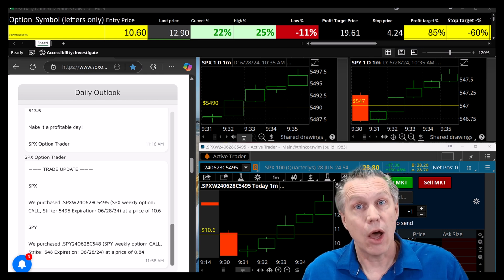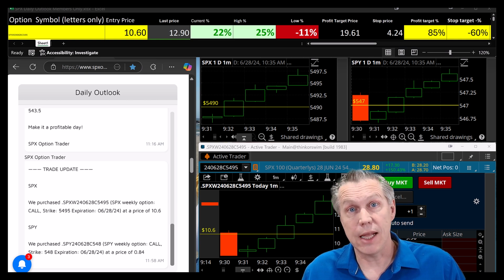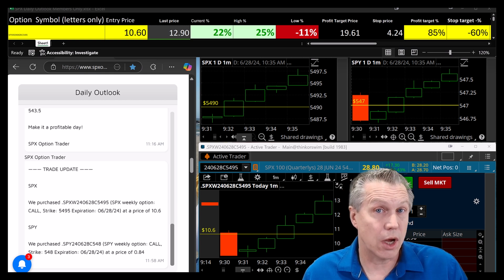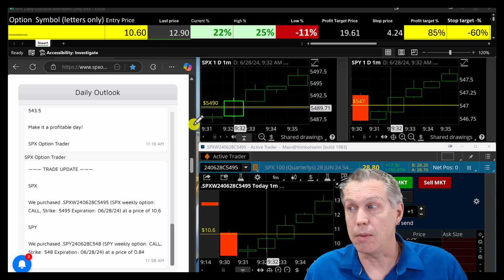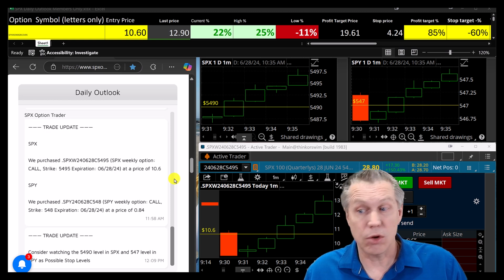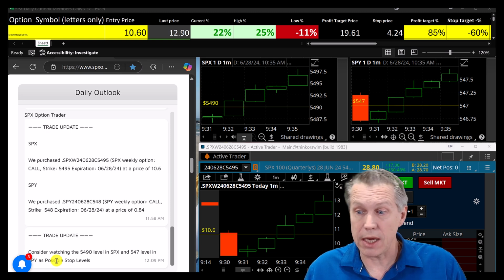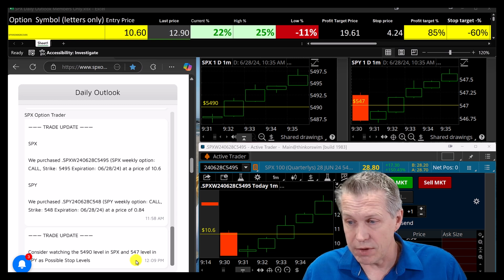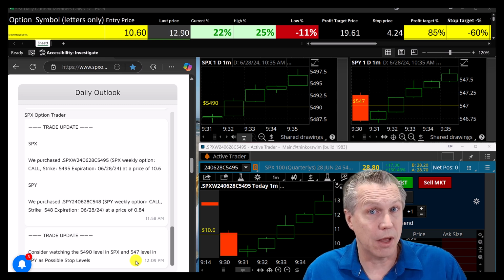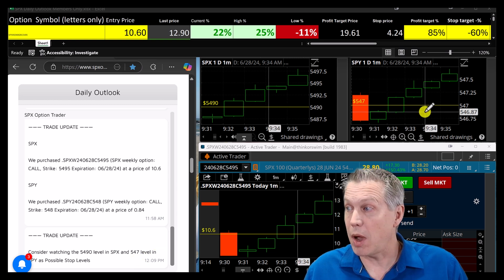Throughout the day, alerts will be updated on the daily outlook for what we are watching ourselves as a service, and so that can help you know what to watch as well. Here, as we come to 9:35, you'll notice a new alert was posted down here. It says, consider watching the 54.90 level in SPX and 547 level in SPY as possible stop levels. You'll notice those correspond to the daily levels.